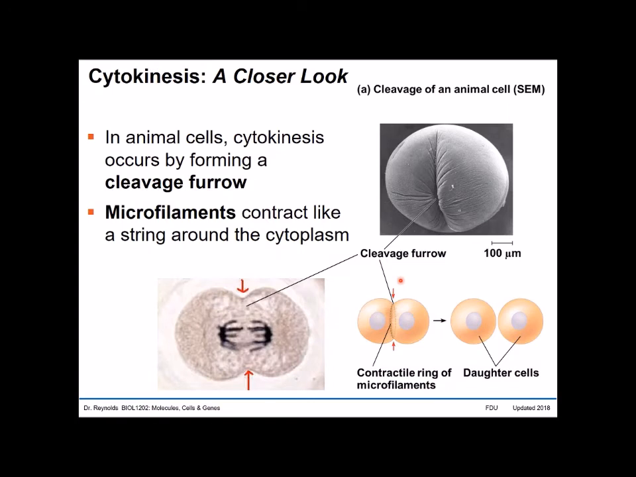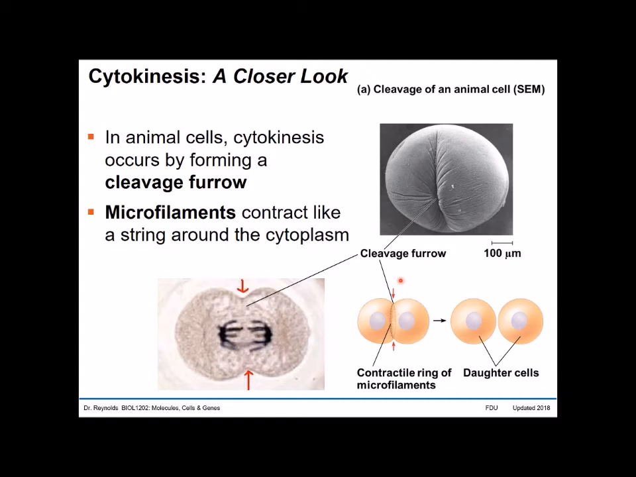Cytokinesis is fun because it makes cells look like butts. There you go. You'll always remember it now, though, right? Cytokinesis makes them look like butts. And it's got a great name. It's called a cleavage furrow. Okay? Yeah, it's called a cleavage furrow.